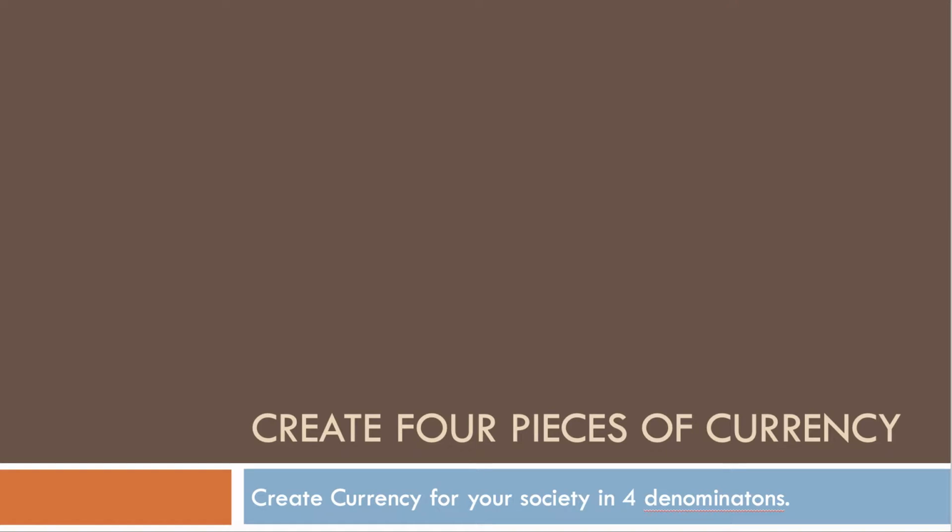Okay. So what I'd like you to do is to create 4 pieces of currency. You're going to create 4 different denominations of currency, and denomination just means whether it is a £5, £10, £20, £30, or whatever type of note, dollars, euro, whatever that might be.